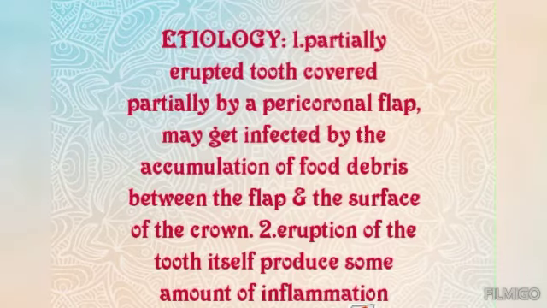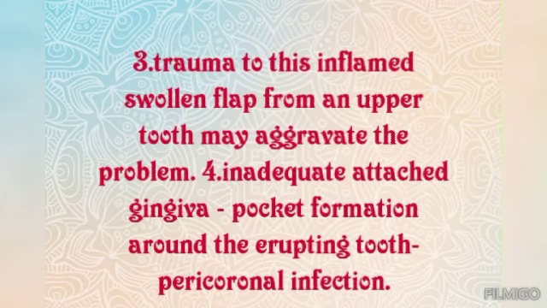What is the etiology for this condition? The first one is a partially erupted tooth covered partially by a pericoronal flap. It may get infected by the accumulation of food debris between the flap and the surface of the crown. The accumulation of food debris between the flap and the surface of the crown produces inflammation of the pericoronal flap. So this is the cause for the pericoronitis.